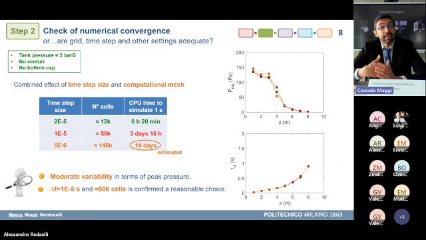And so we performed another study varying both the time step size and the mesh resolution. And basically the idea was the finer the mesh, the smaller the time step. So we were able to compare 3 other simulations characterized by different combinations of time step size and number of cells. And basically what we can see in the 2 plots on the right is that there is a certain variability in terms of peak pressure. But once again, the combination of 50,000 cell mesh and 10^-5 seconds appears probably the most reasonable one.